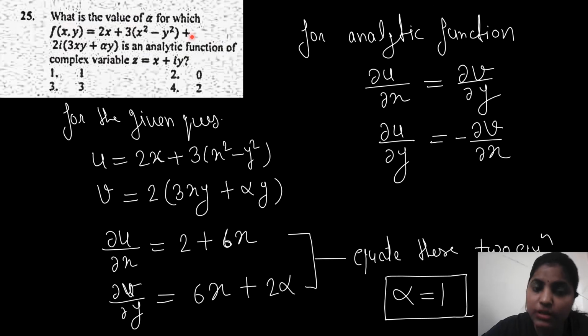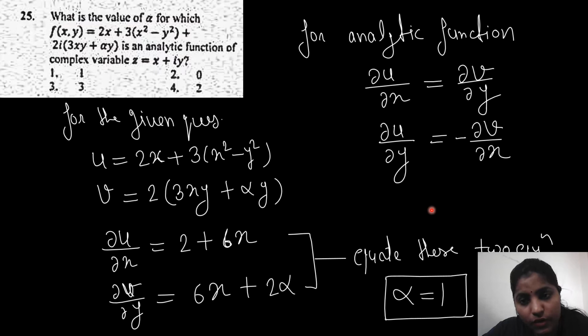Now this question is from the complex variable part, in which a function is given to you. The function is f(x, y) is equal to 2x plus 3x square minus y square plus i times (2 bracket 3xy plus alpha y). And you have to find out the value of alpha for which this function is an analytic function. So first you should know the conditions for an analytic function. The conditions for an analytic function are del u over del x is equal to del v over del y, and del u over del y is equal to minus del v over del x.